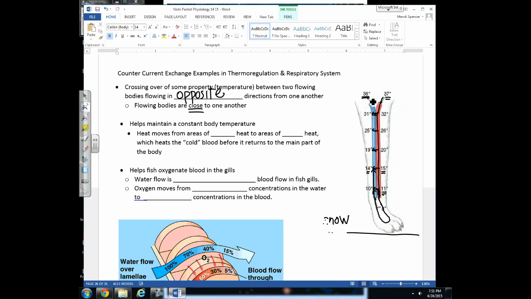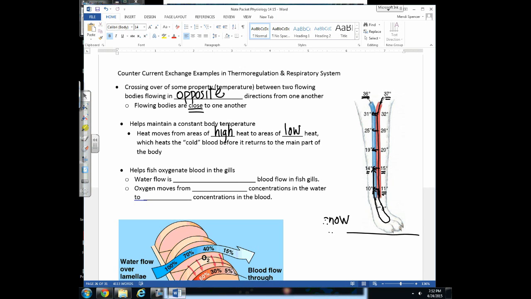Lots of times that's not available to your upper level carnivores. Countercurrent exchange, in this situation, is helping organisms maintain a constant body temperature. That heat's going to move from areas of high heat, or blood that has more heat, to the blood that has less heat. But it's warming the blood before it returns back to the body.